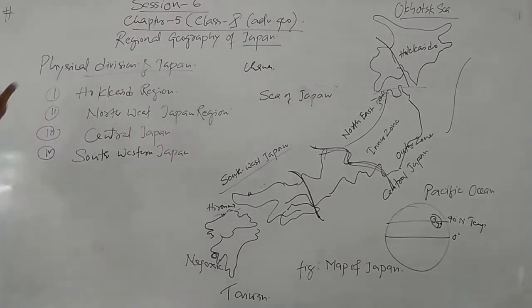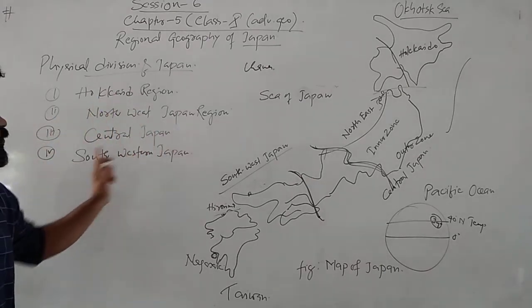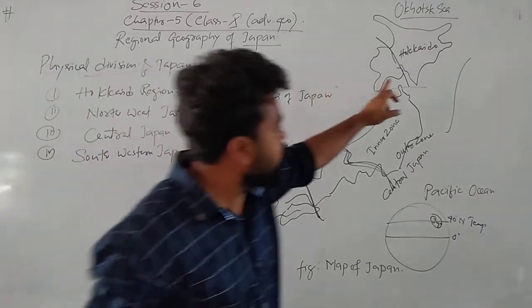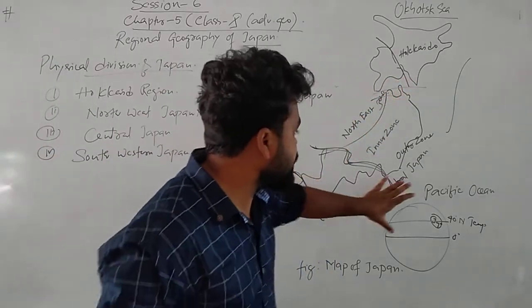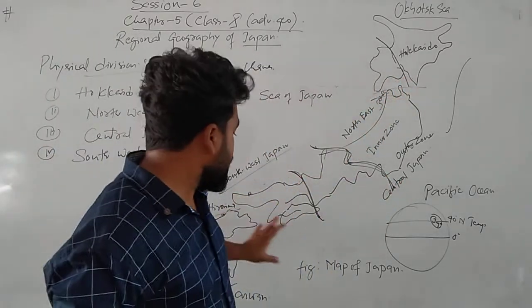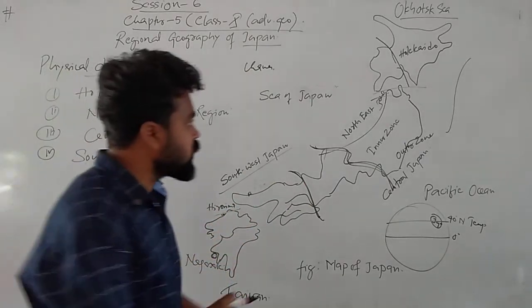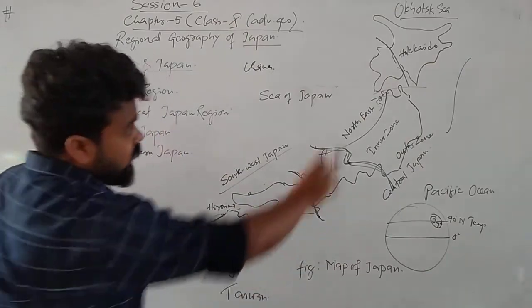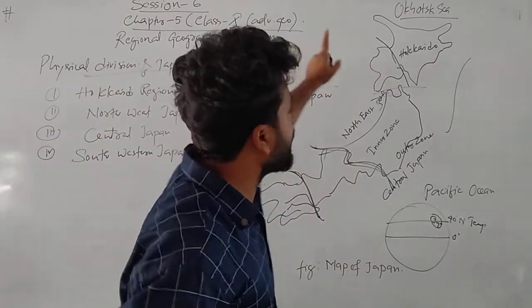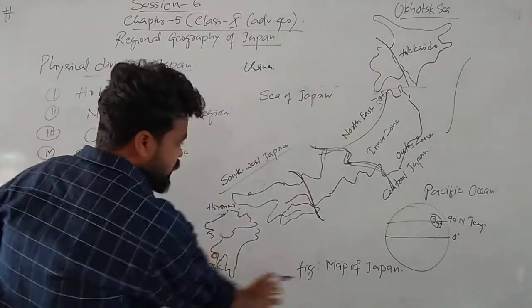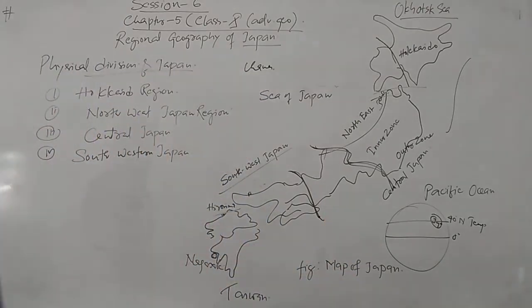Again we will see the physical division of Japan. How many regions? Hokkaido region, Northwest Japan region, Central region, Southwest Japan region. This is the Hokkaido region. This is the Northwest Japan region. This is the Central region, and this one is the Southwestern Japan region. This is Southwestern because of how the islands are laid out. This part is the northwest. This is southwest, and this is southwest Japan.